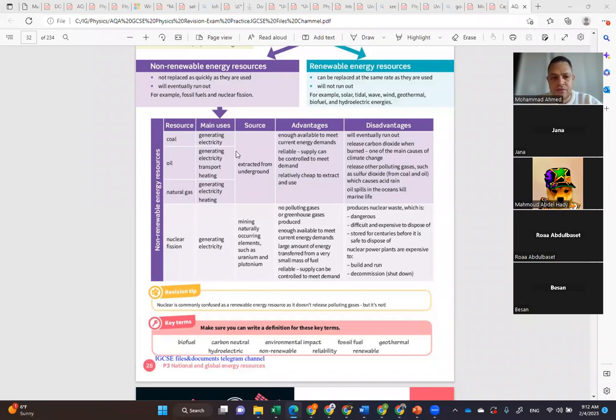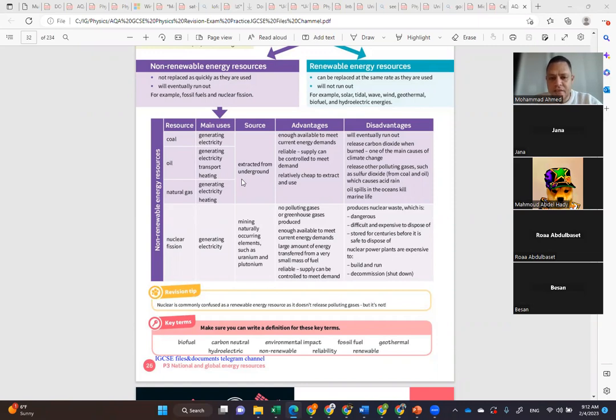The advantages of coal, oil, and natural gases: energy available to meet current energy demands. All cars need oil to move or to work. A lot of factories too, and so on. Reliable supply that can be controlled to meet demand. So far, coal, oil, and natural gas are considered to be reliable, and relatively cheap to extract and use.